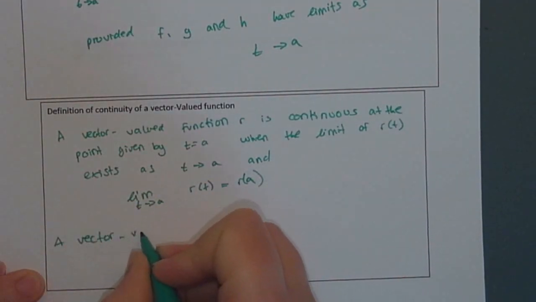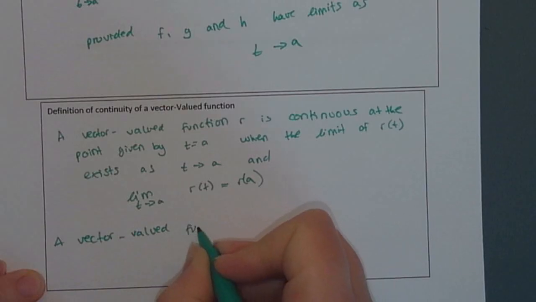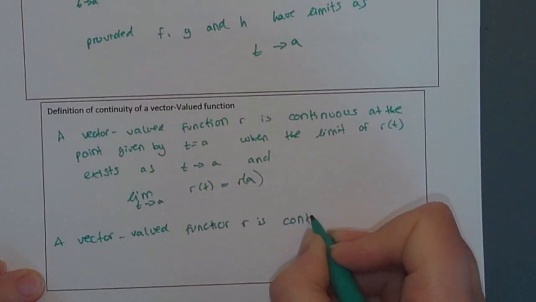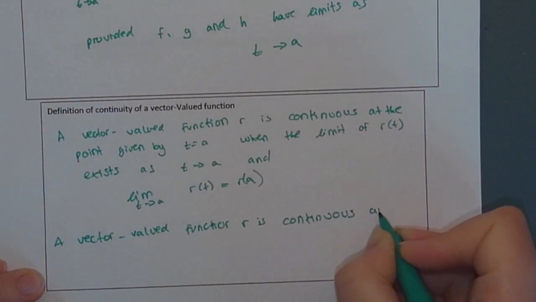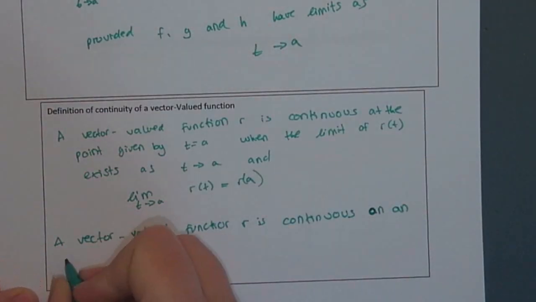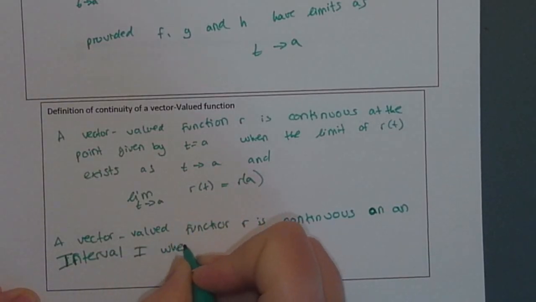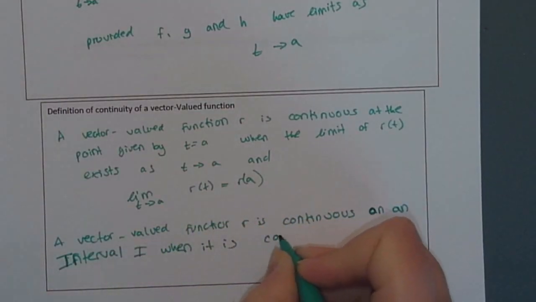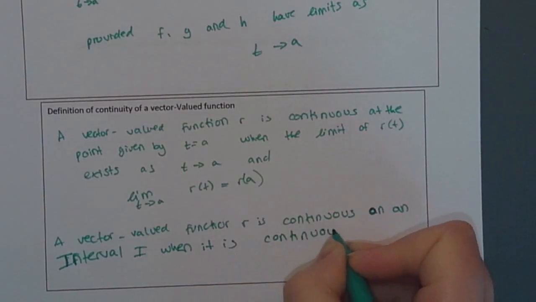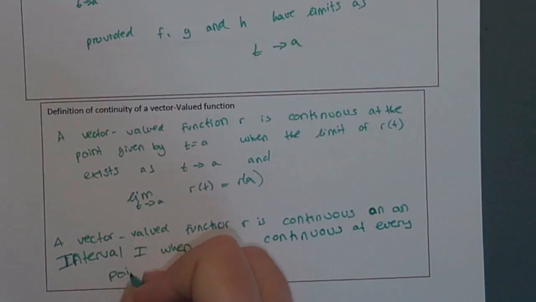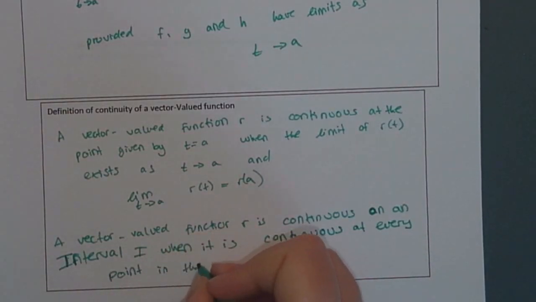A vector valued function R is continuous on an interval when it is continuous at every point in the interval.